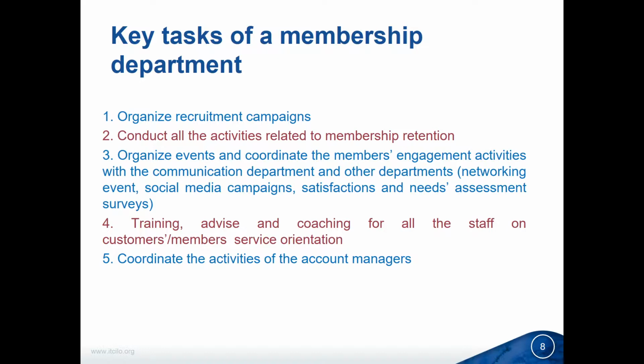Then, conduct all the activities related to membership retention, and in particular, again, target with specific actions those members that are at risk because they are not really participating in the life of the association or not using the services, so they are the best candidates to leave the organization. Then organize events and coordinate the members' engagement activities with the communication department and other departments. So it could be networking events, social media campaigns, satisfaction and needs assessment surveys, etc.